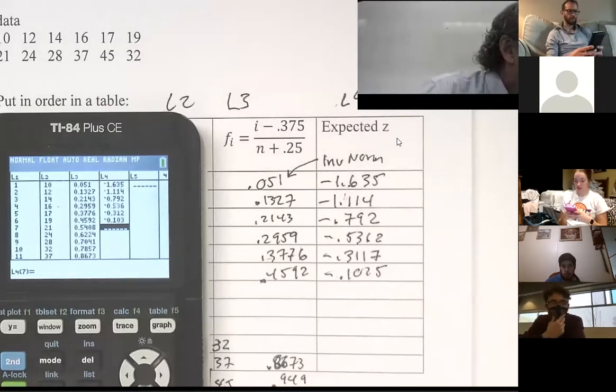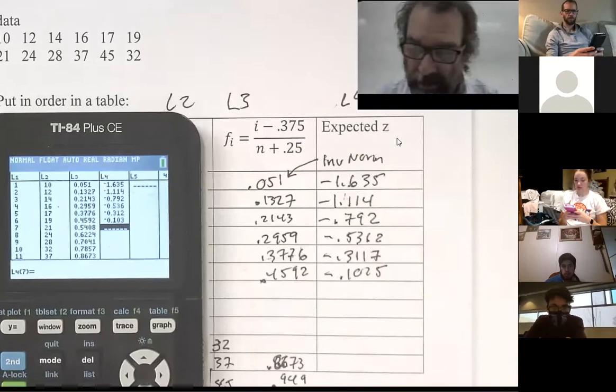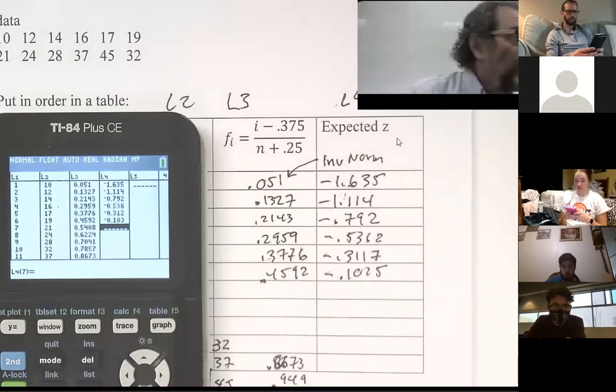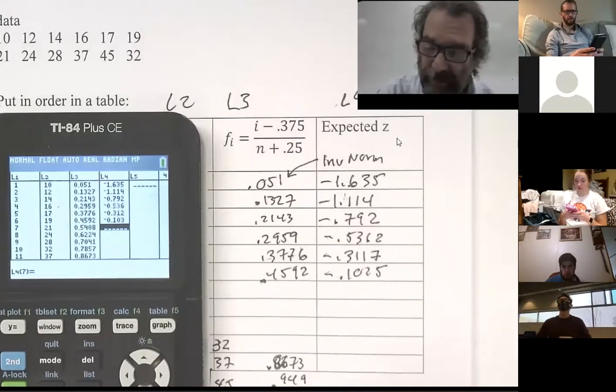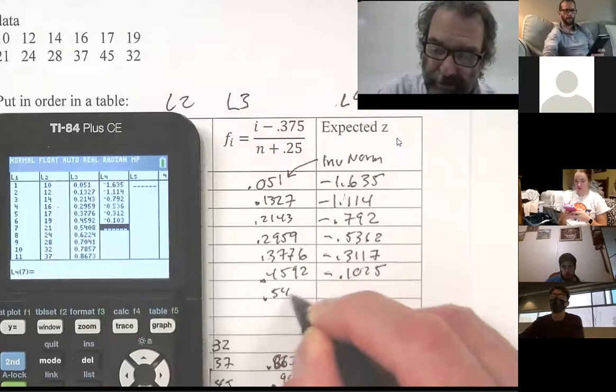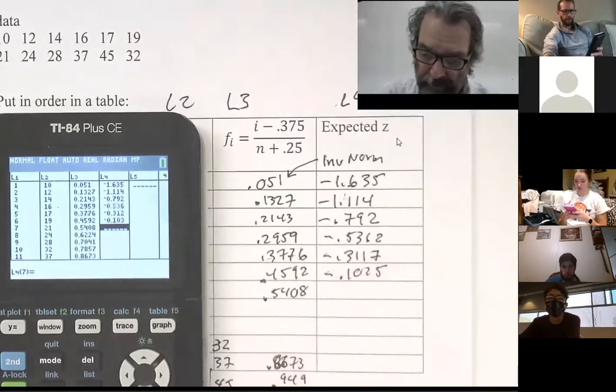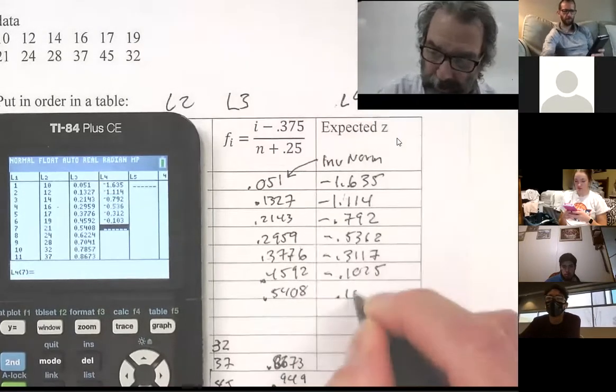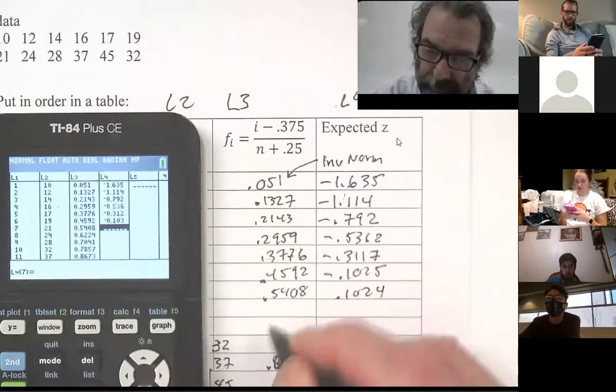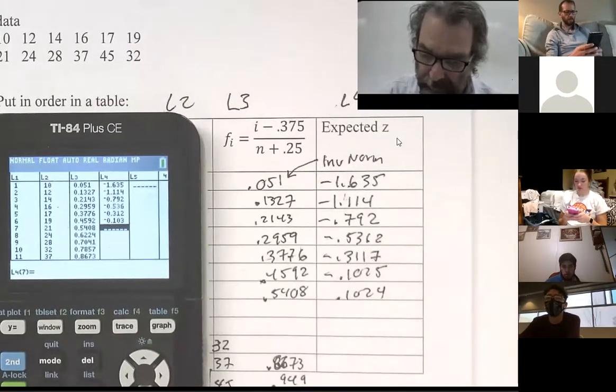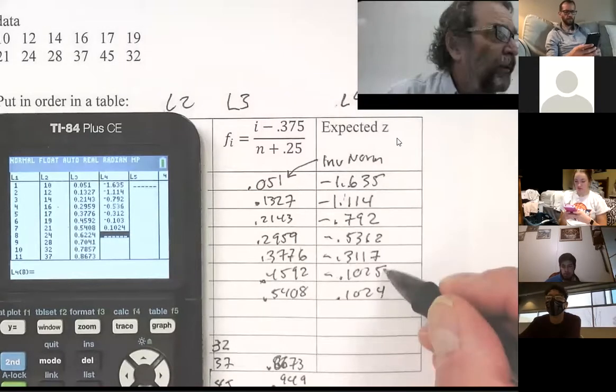It's rounding it, isn't it? I didn't type 3, did I? I don't think I did. Yeah, it's only keeping 3 places. That's okay. The calculator has more. It's just only showing 3. And now 0.5408. Now we should get positive numbers because we're past a half. I got 0.1024. Okay, and then we ought to see these same numbers with positive signs now.